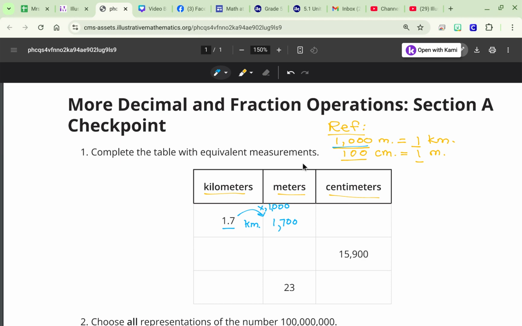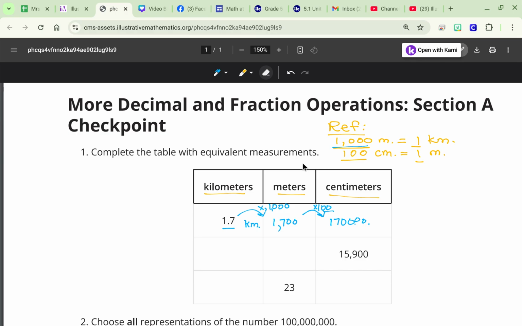Now, to go from meters to centimeters, I'm going to yet a smaller measure. So once again, I'm going to have more centimeters to express that same measure. In fact, I'm going to have 100 times more because there are 100 centimeters in 1 meter. So once again, I'm going to move my decimal to the right, this time 2 times, and that does mean I have to use 2 placeholder zeros, right?